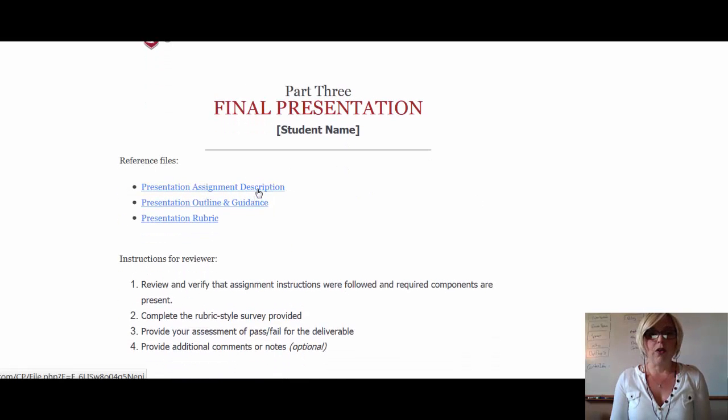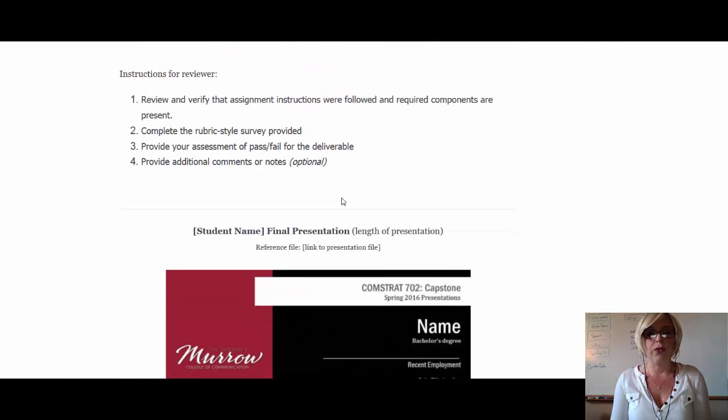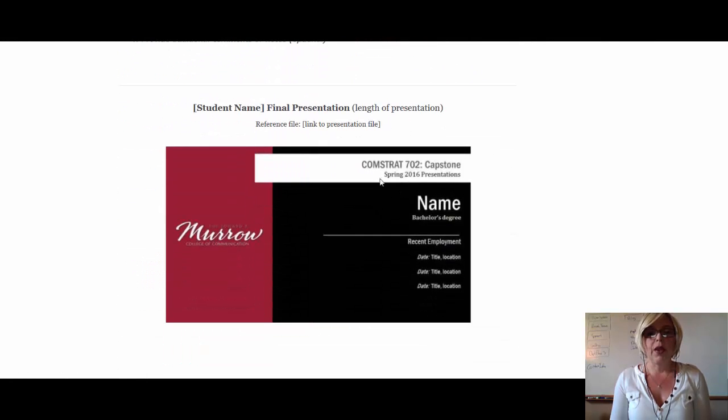Then they move on to the final presentation. Same as before, they have a description, an outline and guidance, and a rubric to refer to. They have instructions. And then the video that I record when we do the Zoom call is uploaded to YouTube as an unlisted link, meaning it's not searchable through standard organic search. You can only access it if you have the link.